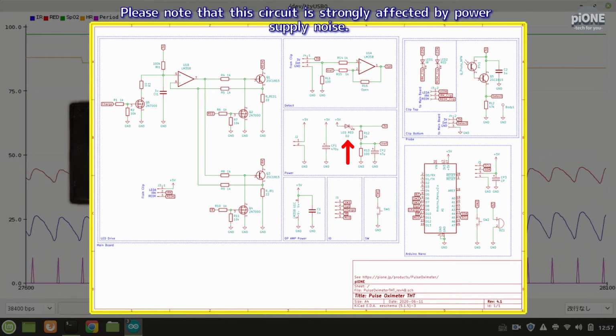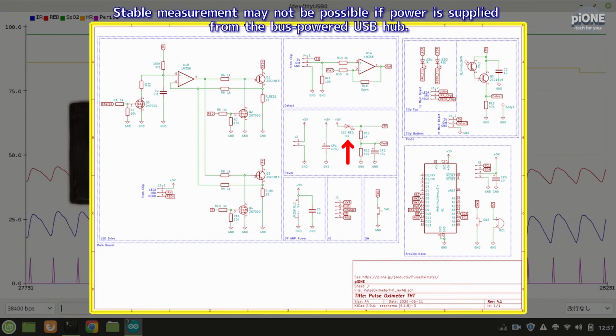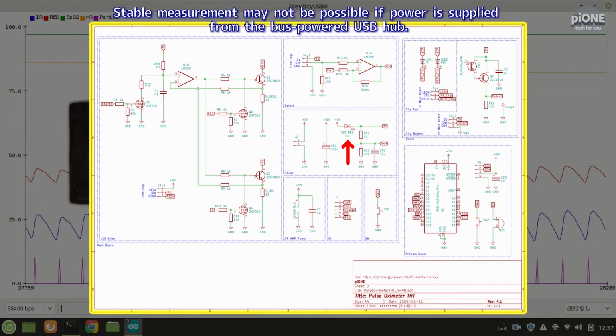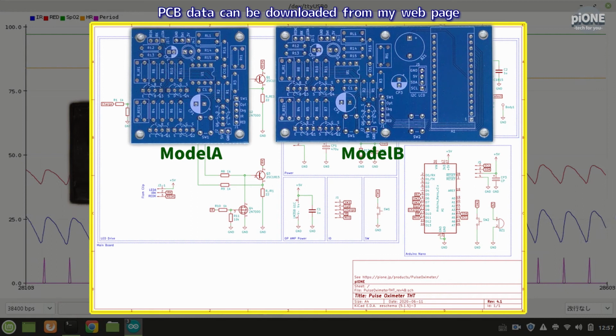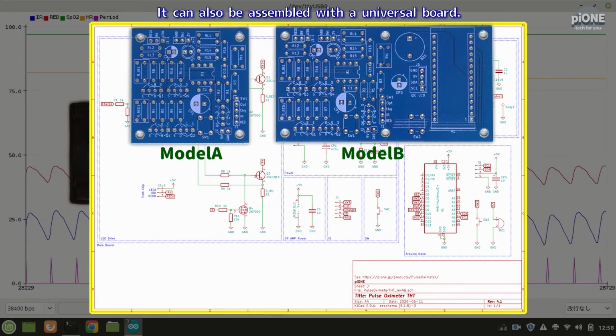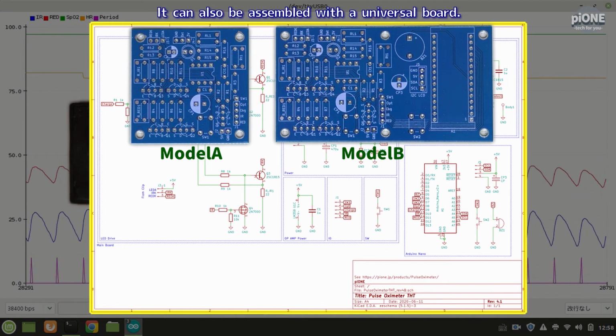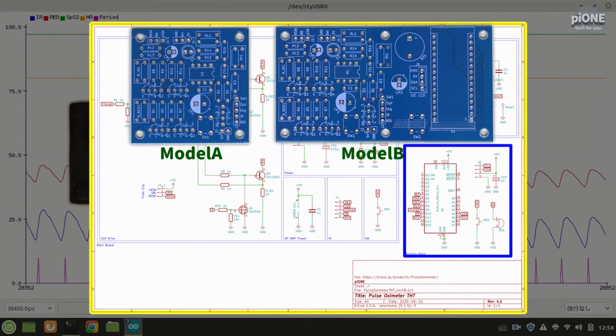Please note that this circuit is strongly affected by power supply noise. Stable measurement may not be possible if power is supplied from a bus-powered USB hub. Two types of PCB are available. PCB data can be downloaded from my web page. It can also be assembled with a universal board.